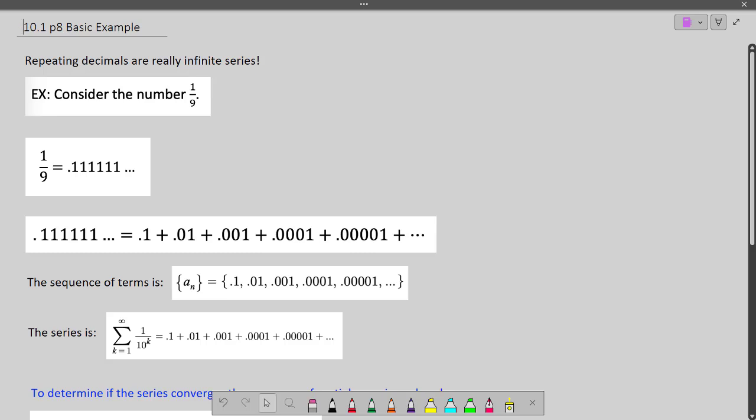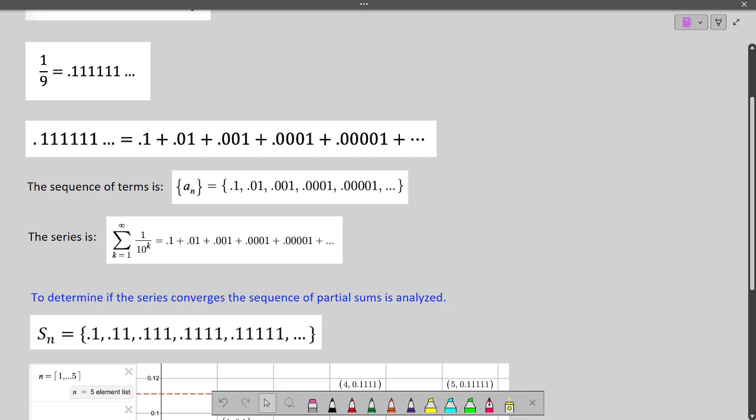Okay, so this slide is just another example where we can talk about the different definitions. A lot of dealing with infinite series is getting the terminology straight: the sequence of terms, the sequence of partial sums, those kinds of things. So let's consider this number 1/9. If you do long division, you could rewrite 1/9 as a repeating decimal.